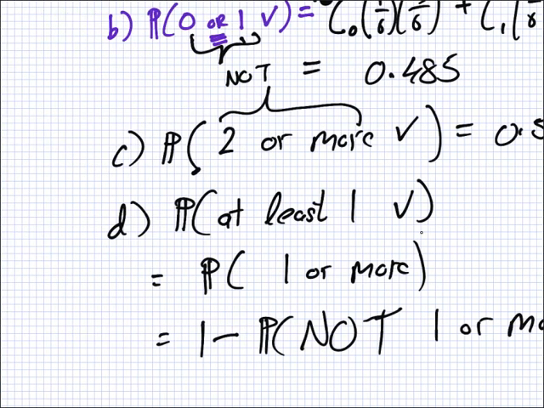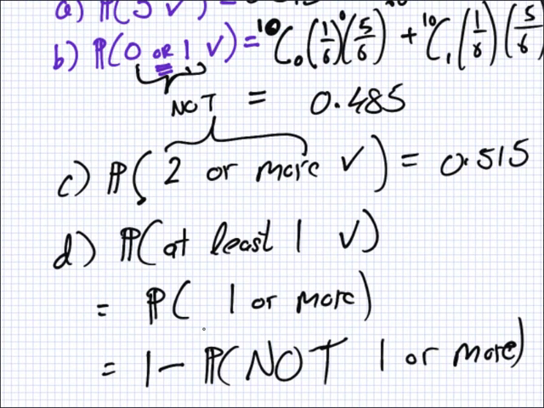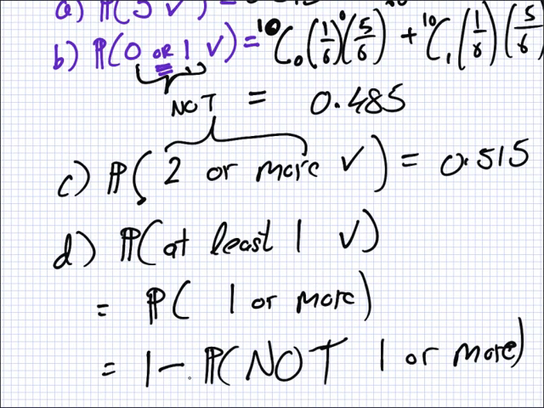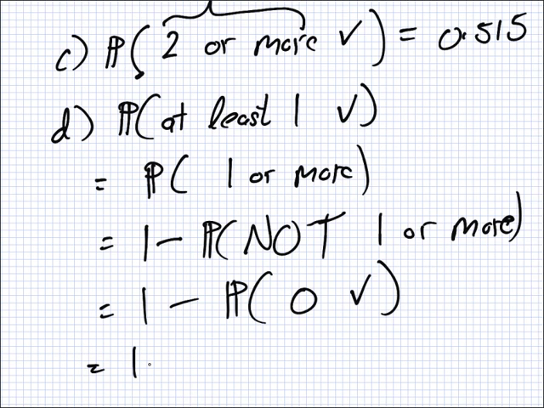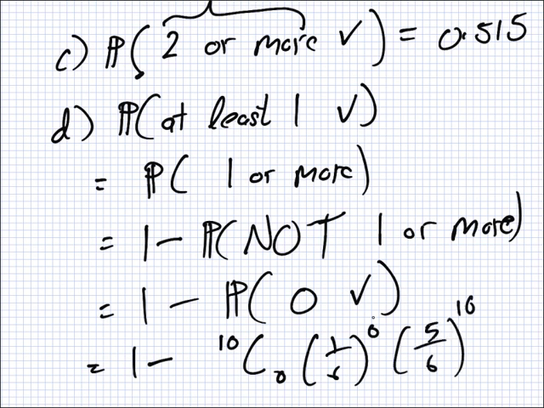I've said at least 1 success means the same thing as 1 or more, doesn't it? And using my not rule, I can say probability of 1 or more is the same as 1 minus the probability of not 1 or more. Now what is the meaning of not 1 or more? 0. That can only mean 0 successes. So that would be 1 minus 10C0, (1/6)^0, (5/6)^10. Okay, so what's that one now?